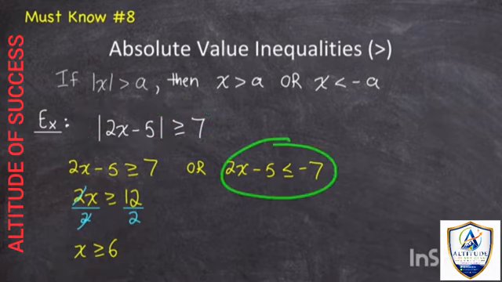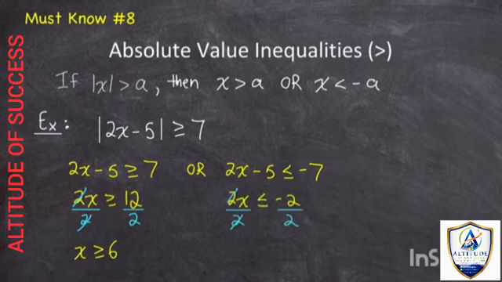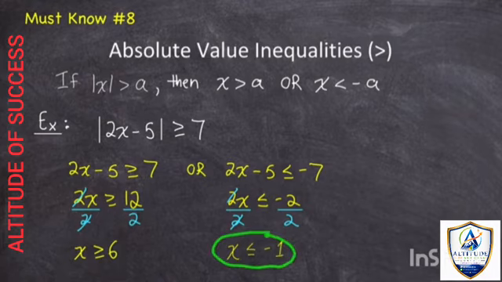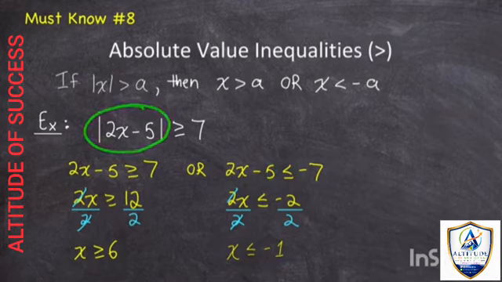Now let's solve this second inequality. Once again, I'll take this negative 5, add it to the other side, divide both sides by 2, and that leaves us with x being less than or equal to negative 1. So any x value less than or equal to negative 1 would make 2x minus 5 be less than or equal to negative 7. And then when we take its absolute value, it makes it positive, making it greater than or equal to positive 7.